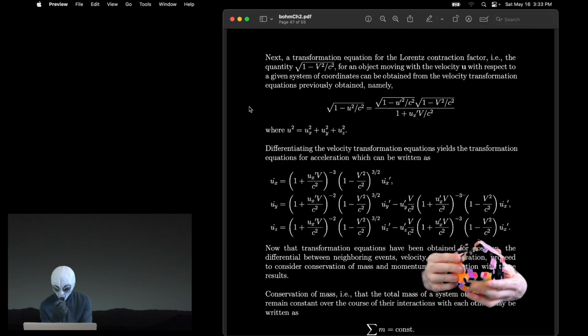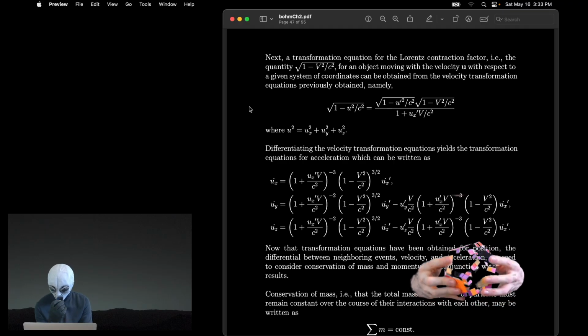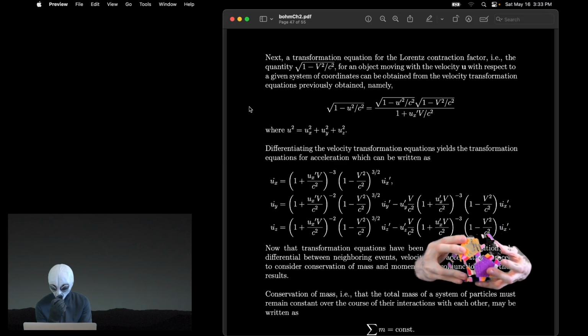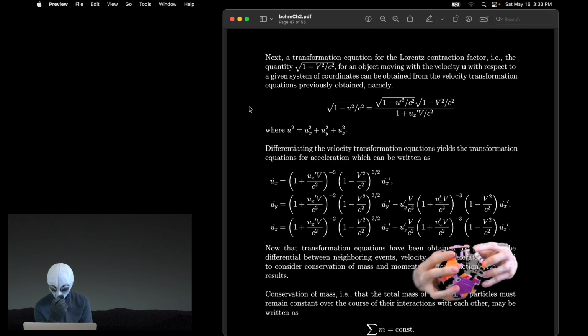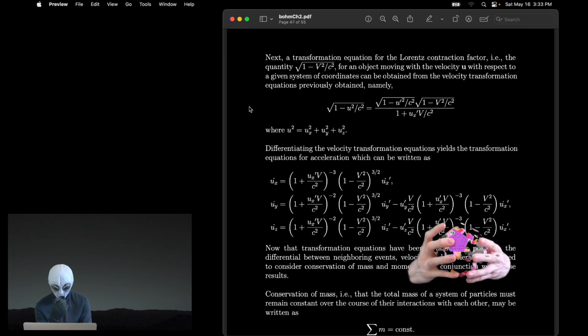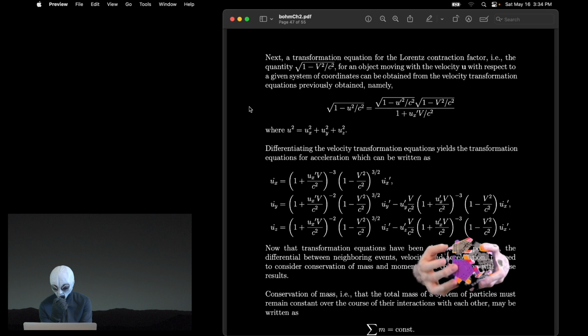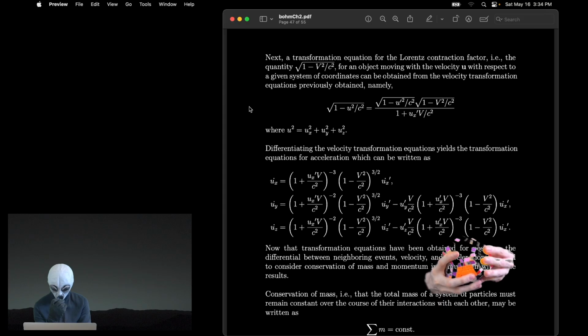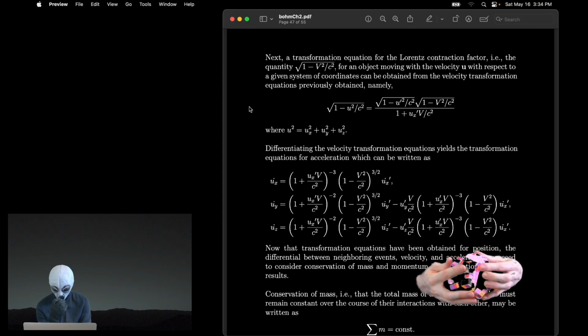Namely, the square root of 1 minus u squared over c squared equals a fraction with the numerator of the square root of the quantity 1 minus u prime squared over c squared, times the square root of the quantity 1 minus V squared over c squared, all over a denominator of 1 plus u_x prime times V over c squared, where u squared equals u_x squared plus u_y squared plus u_z squared.